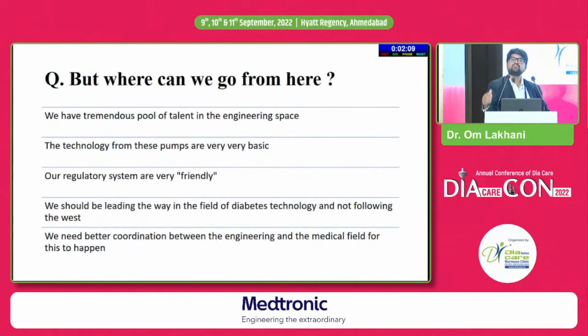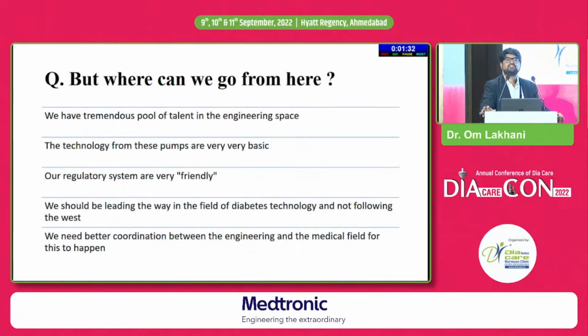That's the question. You have so many seats for biomedical engineering. Where is the Indian pump? I don't see it, right? Where is the Indian Medtronic? Where is the Indian Abbott? We don't have that. Why is it? I don't know. So we have a lot of engineering talent and they really need to work with clinicians to make devices which are useful to real life people, right? The technology in these pumps is very basic. Even your smartphone is 10 times more sophisticated than any Medtronic pump. It's that big a problem.